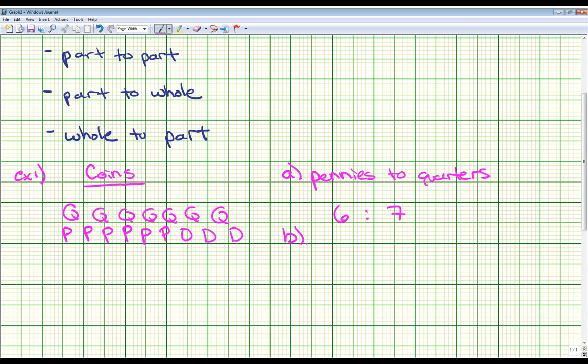Next, for question B, it's asking us to write a ratio of quarters to dimes. So let's write that in words.